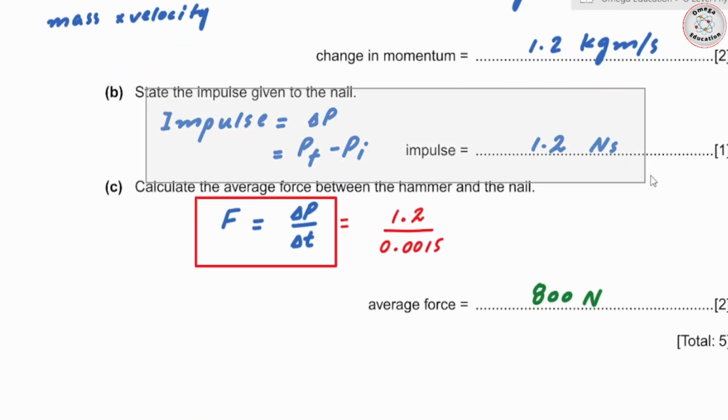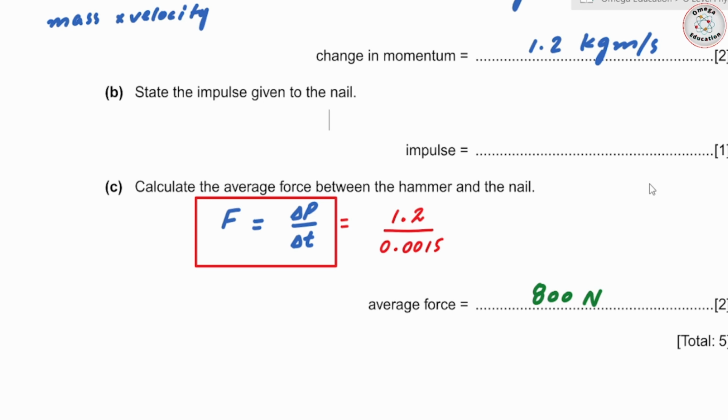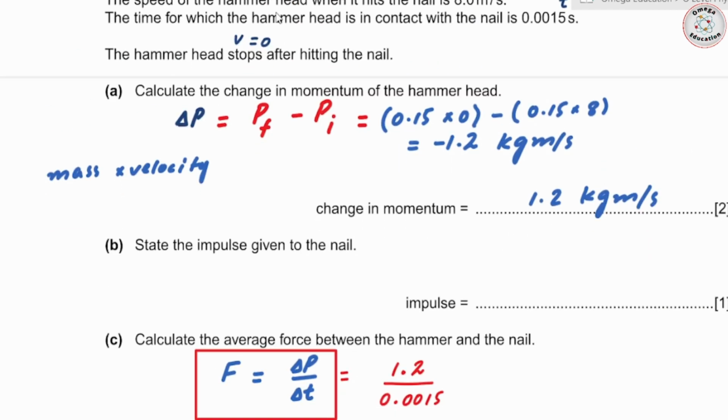The next thing is impulse. Once again, you go back to the toolbox, you realize that there are two formulas for impulse. One of them is F into T, and the other one is impulse equals change in momentum. And you'll notice that if we use this formula, impulse equals change in momentum, we have already calculated the change in momentum in the previous part. So we should be using this formula.